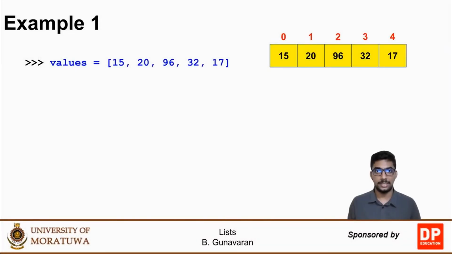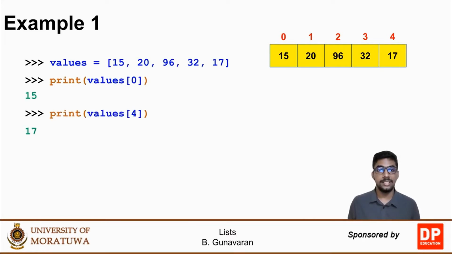Let us look at a few examples. We will consider the same list again. The first step is to create the list. We can do so by writing values is equal to, within square brackets, 15, 20, 96, 32, 17. What do you think will be the output of this print statement? You can pause the video and try to guess the answer. Since the specified index here is 0, it will output the value 15, which is at index 0. Similarly, since the specified index here is 4, it will output the value 17, which is at index 4.